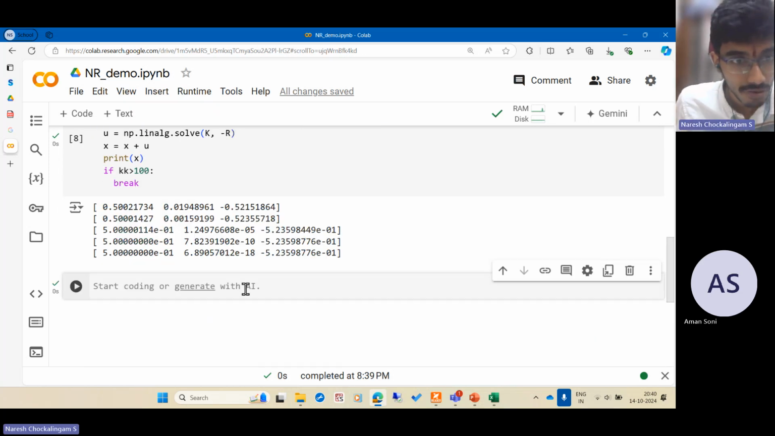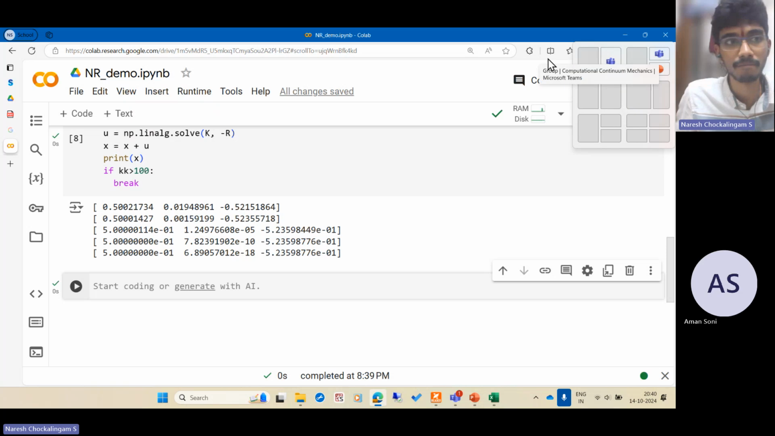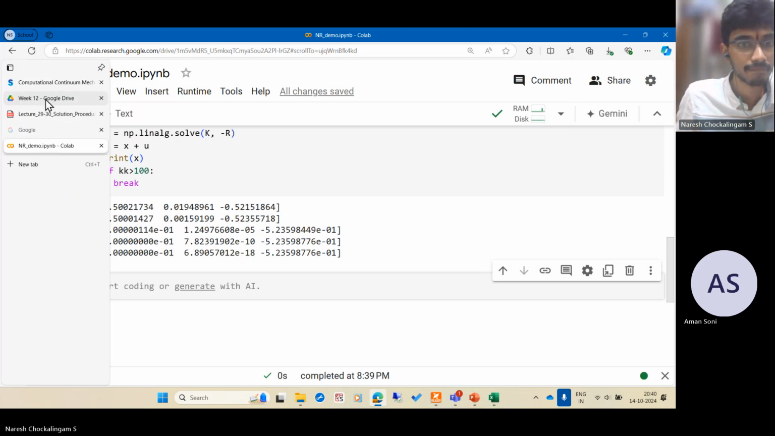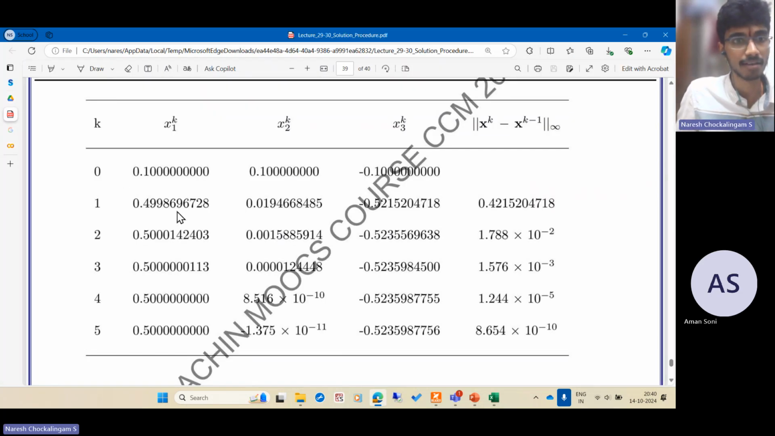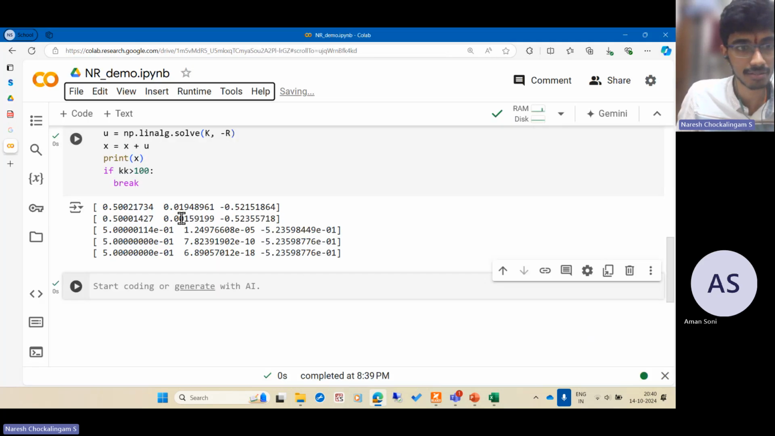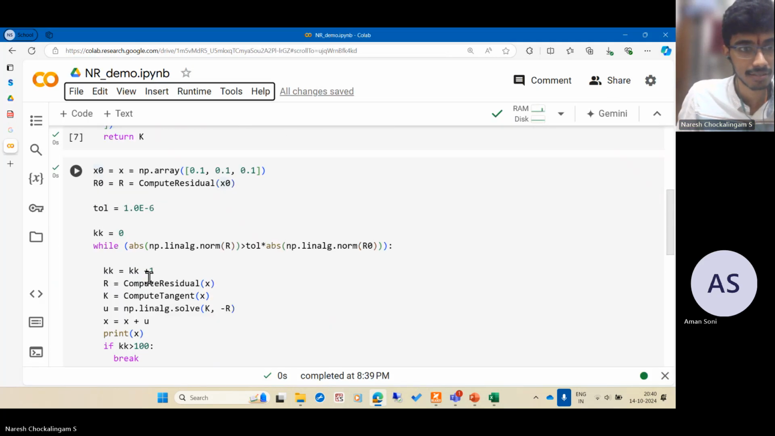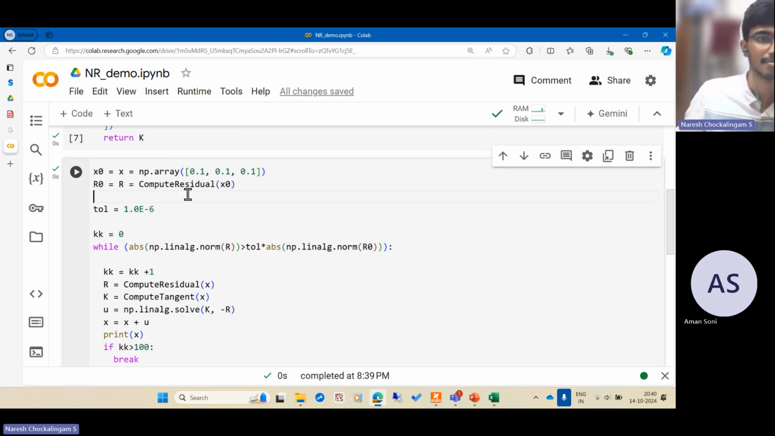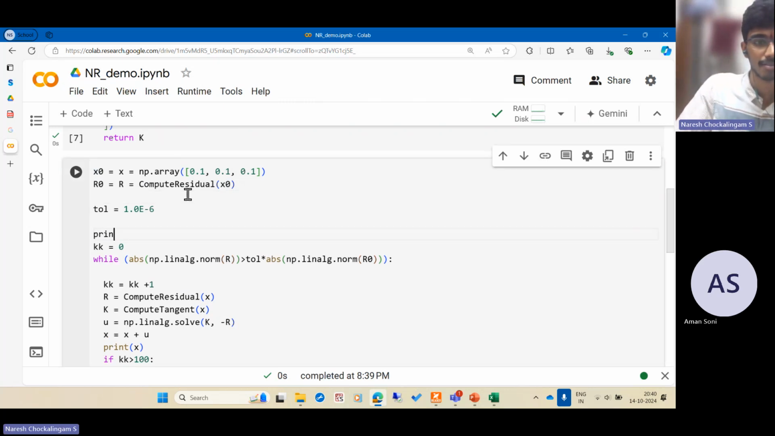Right, so these are the values. Let us compare it with this one. So it starts with 0.1, right? Okay, I'll print an X here. So before the iterations, I'll print another X.